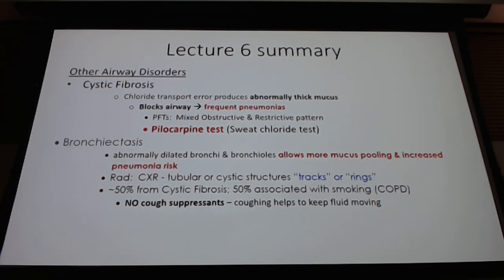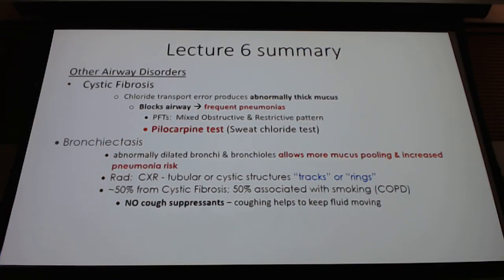All right, other airway disorders. We've got cystic fibrosis. This is our genetic disorder. This is one where you have an error in the chloride transport. And so it makes very, very thick, nasty mucus, at least in the pulmonary system, because again, it affects the whole body, that essentially blocks the airways.